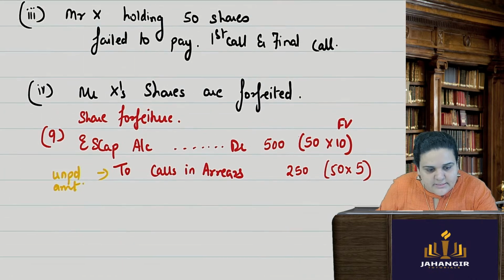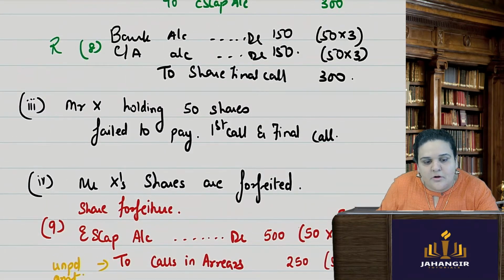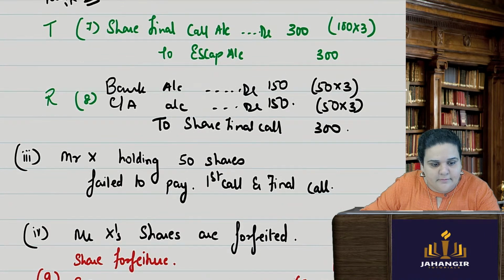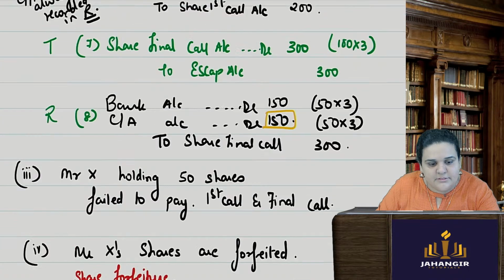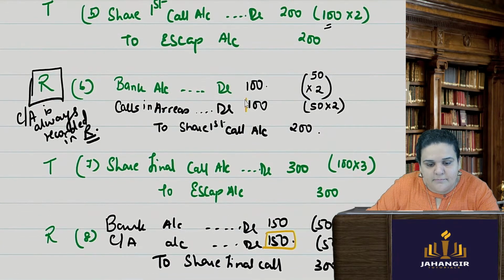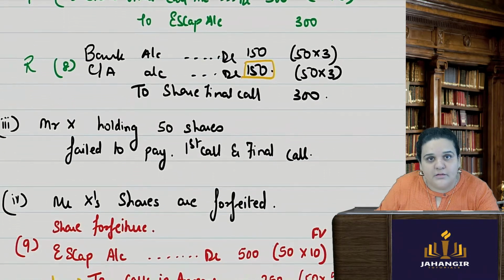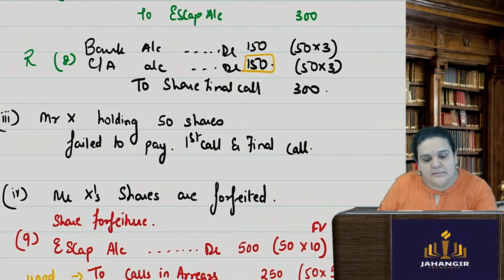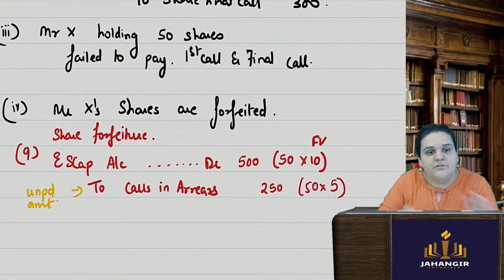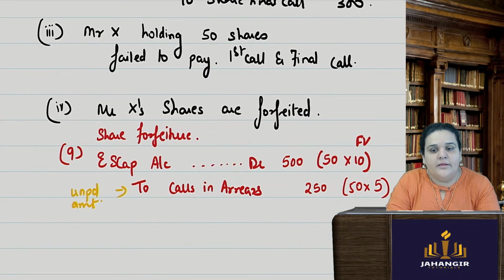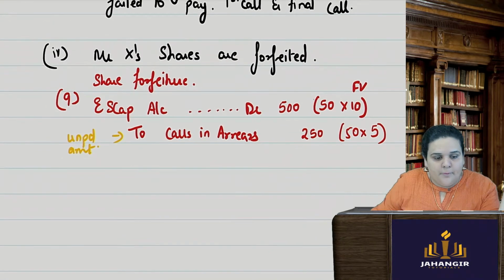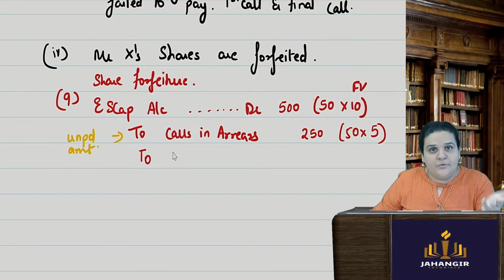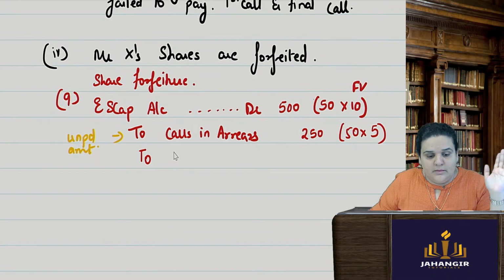So see, I'll just cross check that with my calls in arrears. There is calls in arrears in my journal entry number 8, 150, debited. And it is also there in my journal entry number 6, 100. 100 plus 150, 250. So I had debited calls in arrears. Now I am crediting calls in arrears to remove these shares completely. And the amount which I have already received, I am not going to refund it to Mr. X. I will transfer that amount to share forfeiture account.